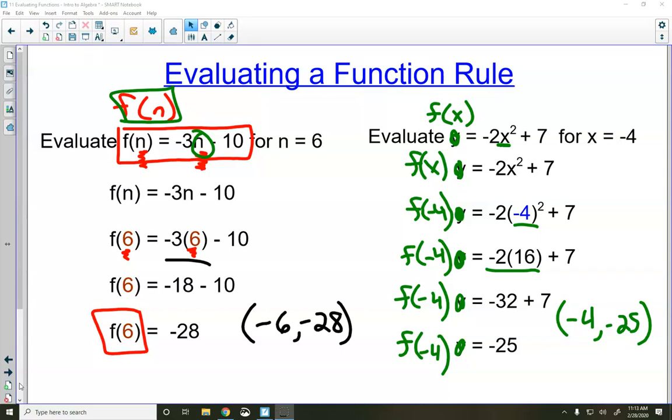Dylan made a good point. He said in that first one I wrote negative 6. It really should be positive 6 comma negative 28. I'm sorry, because we substituted in the positive 6. So it's 6 comma negative 28.